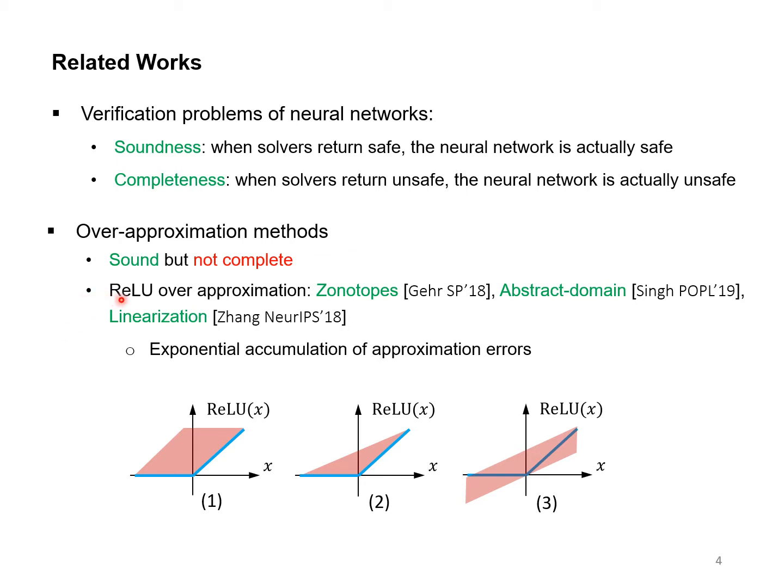Here we mainly present one category of the over-approximation method, which is ReLU over-approximation. There are works like zonotopes, abstract domain, and linearization. In these works, instead of considering the two different linearities in the ReLU function, they use one set or domain to over-approximate the ReLU function, as shown in these figures. Here, the blue lines represent the actual ReLU function, and the red area represents the set or domain for the over-approximation. These methods are efficient because they can simplify the reachable set computation, but the output reachable domain is conservative because the over-approximation errors are exponentially accumulated with respect to each neuron.